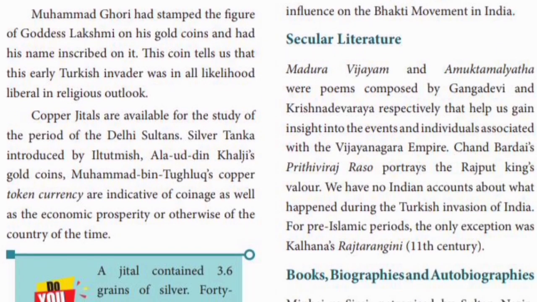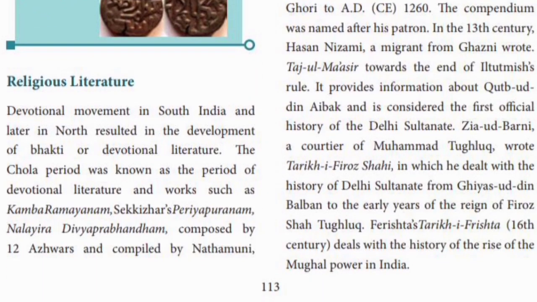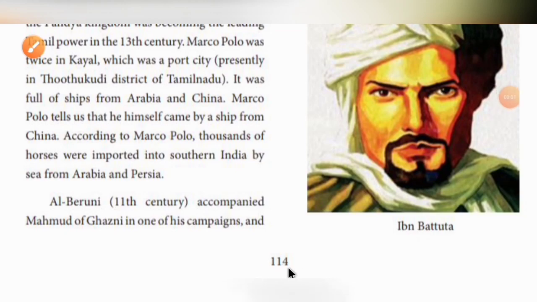Then I told about secular literature based on the king's achievements. For example, Madura Vijayam, Amuktamalyada of Ganga Devi and Krishnadevaraya, Chand Bardai's Prithviraj Raso, and Kalhana's Rajatarangini. Next, about the books, biographies and autobiographies. I gave you a tabular column, so go through that. And then page number 114.